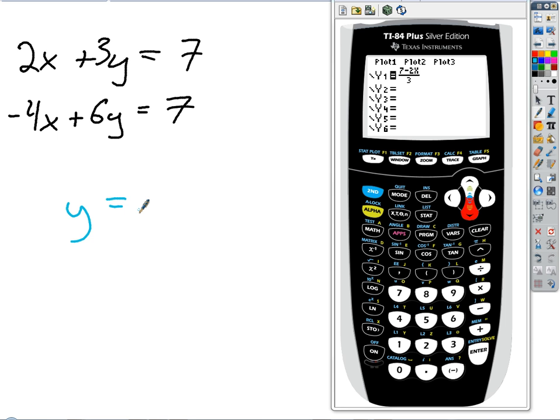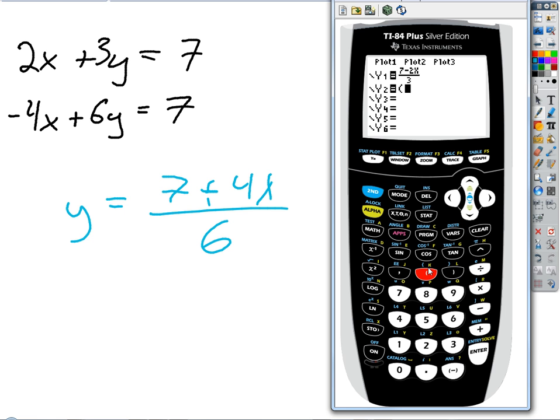Y equals... No, 7. 7 plus 4x over 6. Okay, 7 plus 4x over 6, right? So we know that the numerator starts with a 7. If I'm not using the fraction template, I can just open up a set of parentheses for the whole numerator, right? I always open up a set of parentheses, and I always start with what's already there.